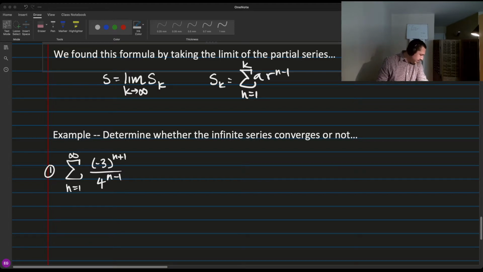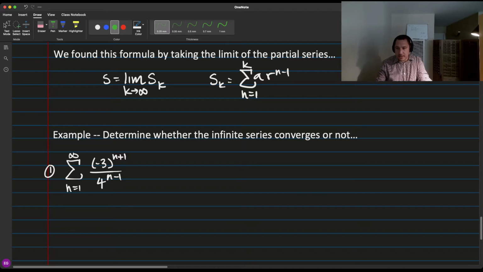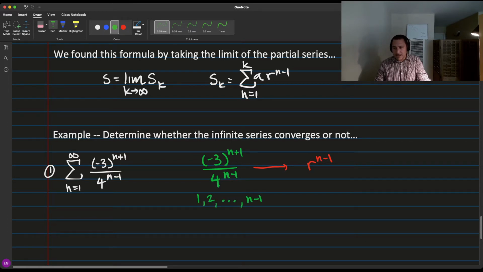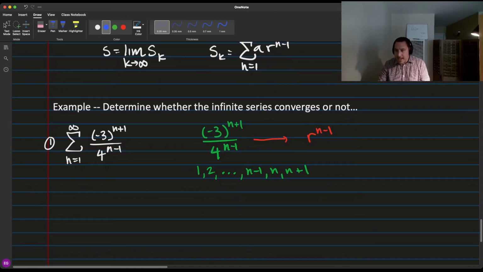The way I like to do it is you play around with what you have off on the side. What you want it to end up looking like is some single number r all to the power of n minus 1. So looking at this, it's a good idea to write out how the numbers would work: 1, 2, and so on, n minus 1, n plus 1. I'm going to take my top term, and that would be negative 3 to the n minus 1 plus two more terms.